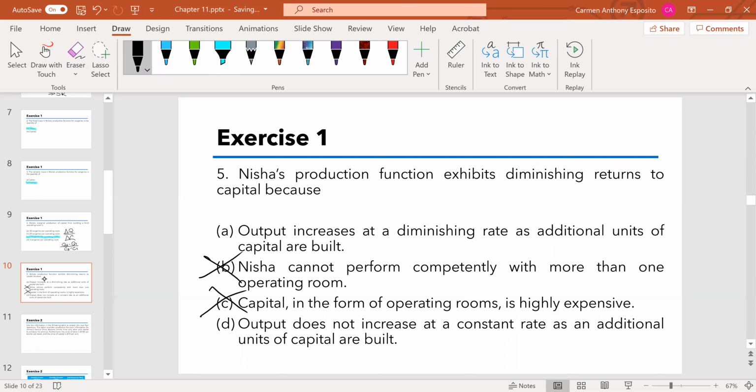So let's think about it. Is it A, output increases at a diminishing rate as additional units of capital are built, or output does not increase at a constant rate as additional units of output are built? Well, it doesn't increase at a constant rate, but it is increasing, right? It's increasing by some rate, but it's getting smaller and smaller. And so here, I'm going to argue that the answer is A. Okay? That output increases at a diminishing rate as additional units of capital are built.